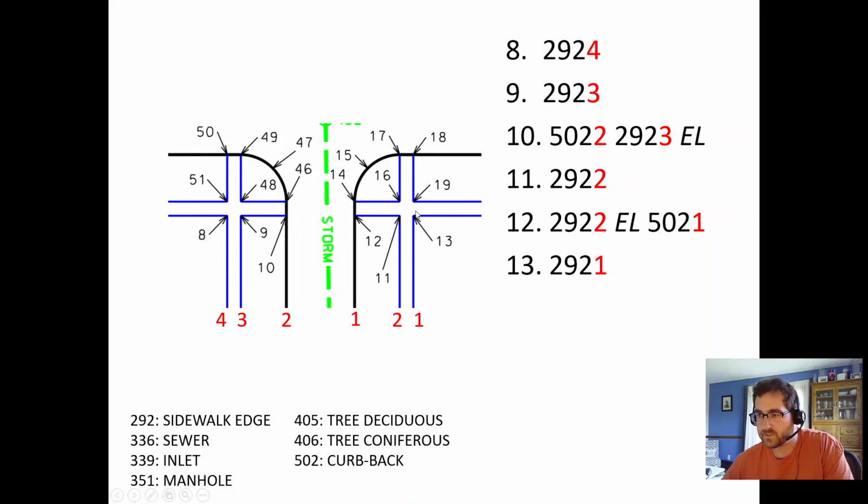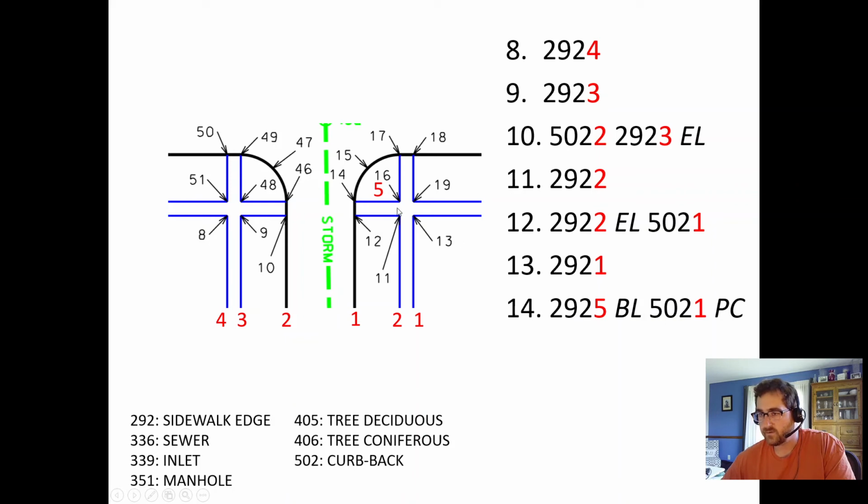13. This sidewalk line is actually going to continue further to the east. So this is my sidewalk line number 1, continuing from the previous. Here we add in another sidewalk line. So I'm going to say 292. You see point number 14 begins a line.